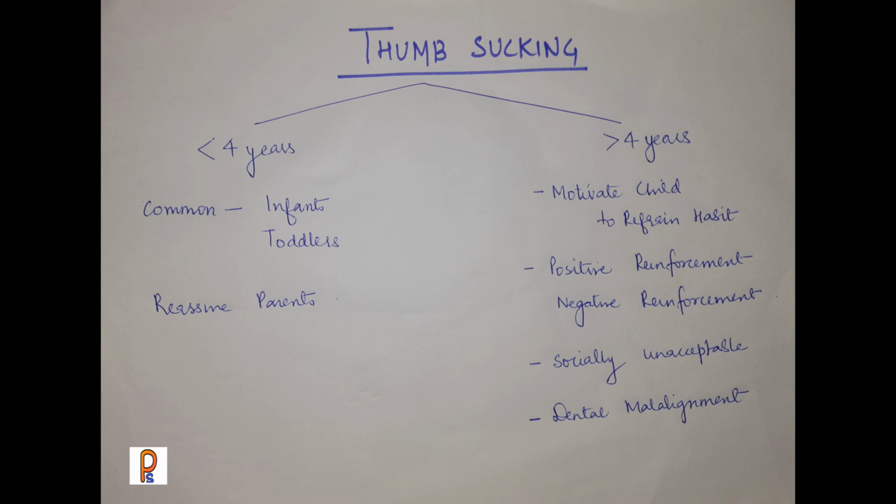Thumb sucking is a very common entity. If it is occurring in a child who is less than 4 years, we need to do nothing. We will just reassure the parents. It's a very common problem in infants and toddlers, and usually peaks by 18 months, but it will abate with time. But if the child is more than 4 years, then we need to motivate the child to refrain from the habit.